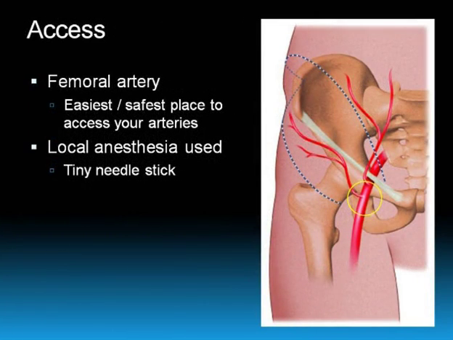We start off by getting access into the femoral artery, and the area where we go into the artery is on the diagram on the right, circled in yellow there. And we go into the femoral artery because this is the easiest and safest place to access your arteries. And this is very similar to what you might have heard people describe for heart caths.